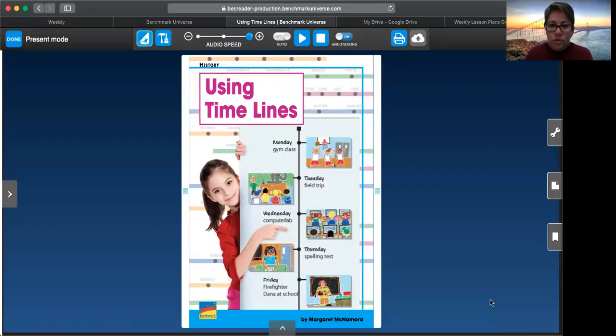Okay, so here's our story. And on the cover, we see a timeline. It says Monday, gym class, Tuesday, field trip, Wednesday, computer lab, Thursday, spelling test, Friday, firefighter Dana at school. The author of our story is Margaret McNamara. Let's get started.